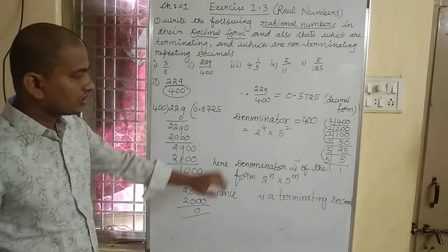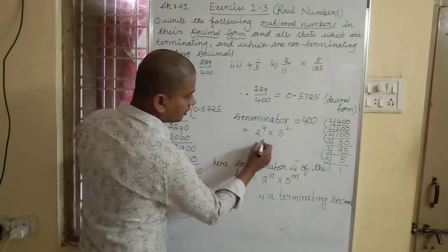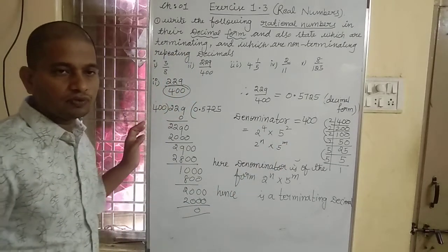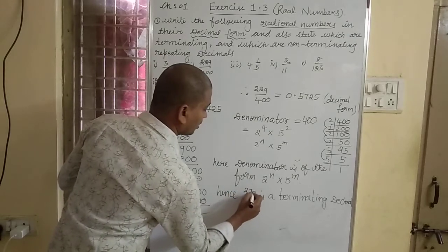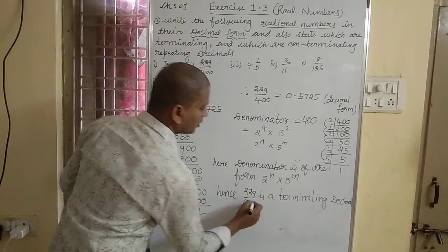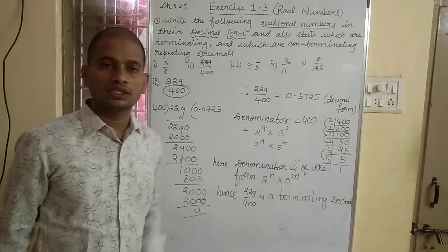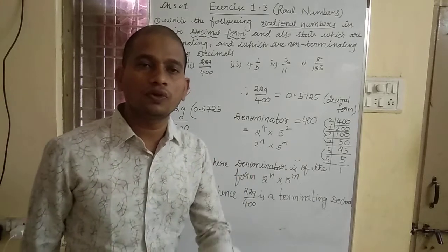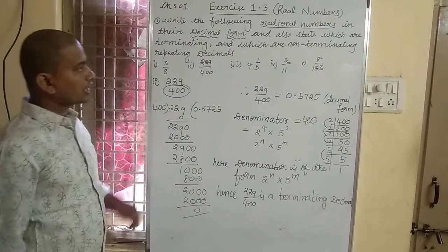You can see the denominator is in the form of what? 2 power n into 5 power m. Yes, it is in the form of 2 power n into 5 power m. Hence 229 by 400 is a terminating decimal. If the denominator is in the form of 2 power n into 5 power m, it is a terminating decimal. Right? Now coming to the third question.